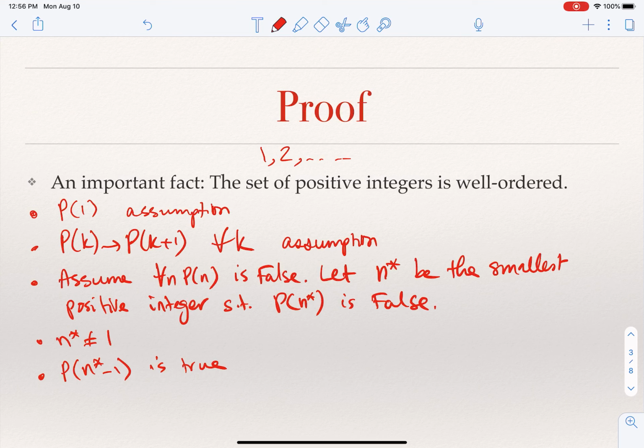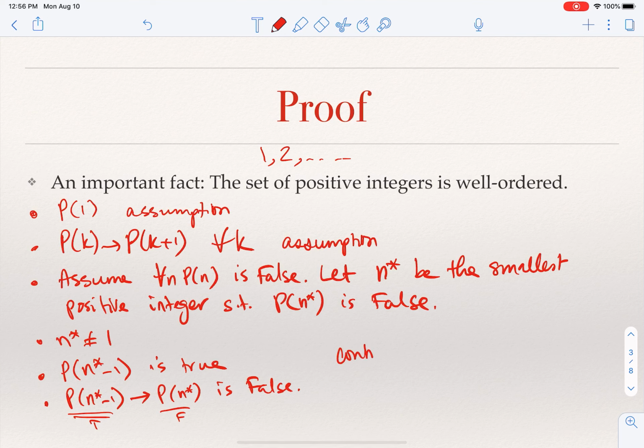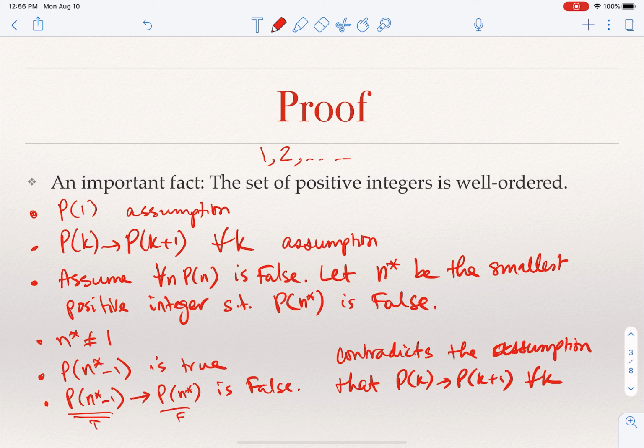But now look what happened here. We have P of n star minus 1 is true and P of n star is false. This means P of n star minus 1 implies P of n star is false, right? Because we are talking about P of n star minus 1 being true and P of n star being false. True implies false is false. So what did we get here? P of n star minus 1 implies P of n star is false. However, this is a contradiction. This contradicts the assumption that P of k implies P of k plus 1 for every k, because when k was n star minus 1, we got this to be false. And here's where the contradiction is, right?